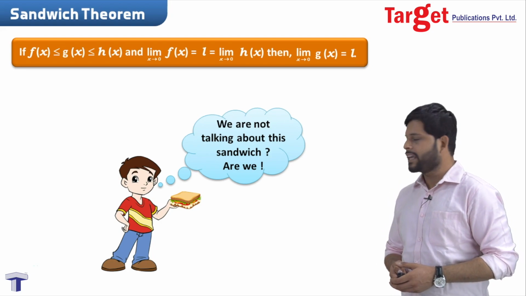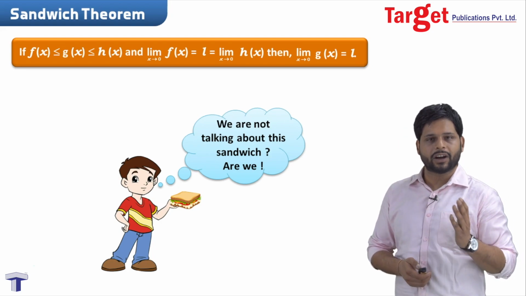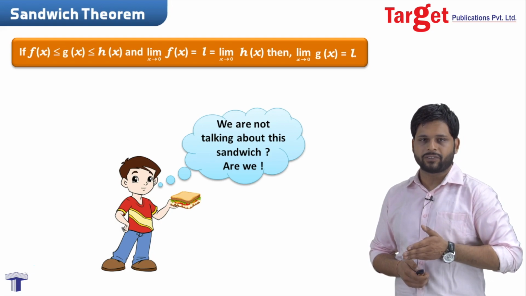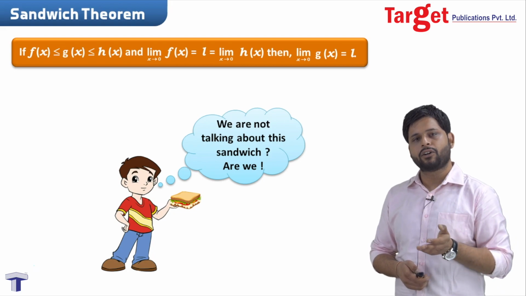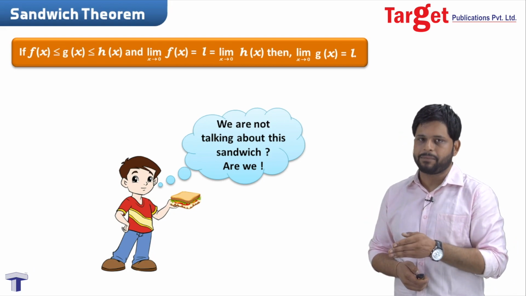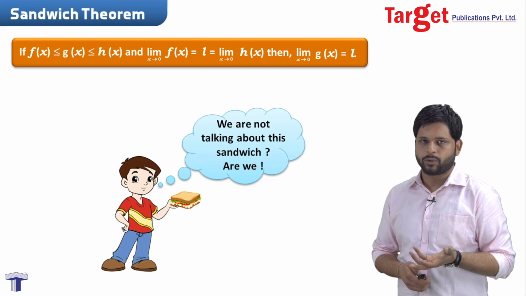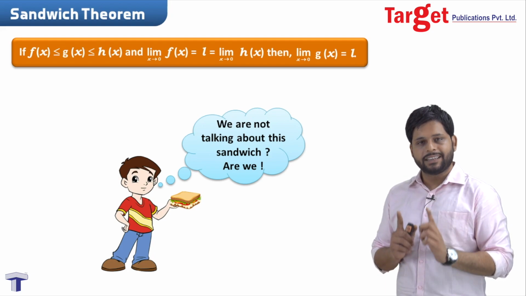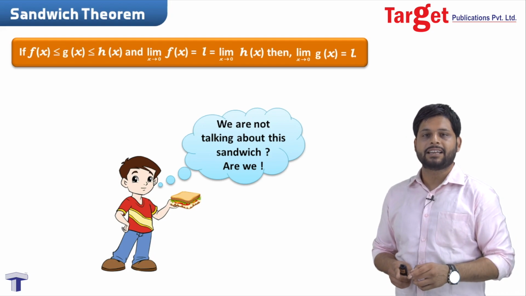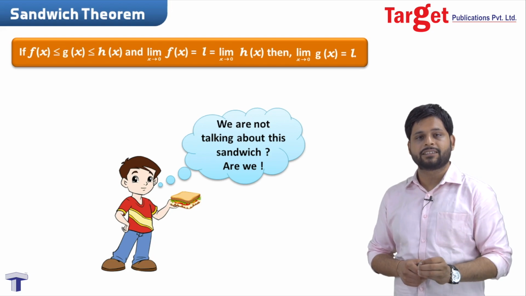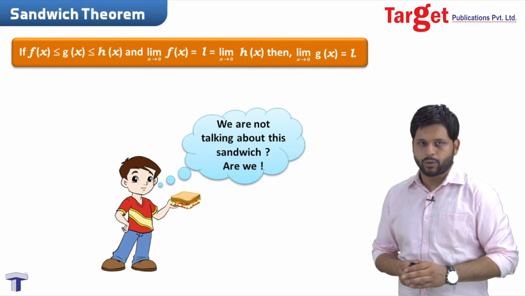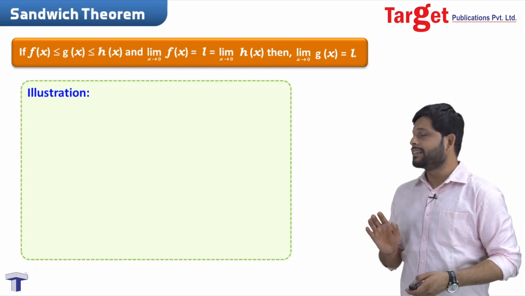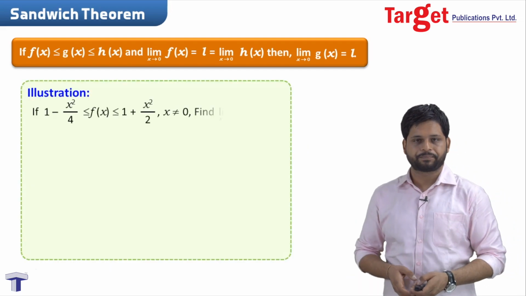Here I am considering that the limit as x approaches 0 for the first function is L, and the limit for the h of x function at the same point is also L. If this is the case, then the limit of the g of x function at the same point will also be equal to L. This is the basic idea of the sandwich theorem.